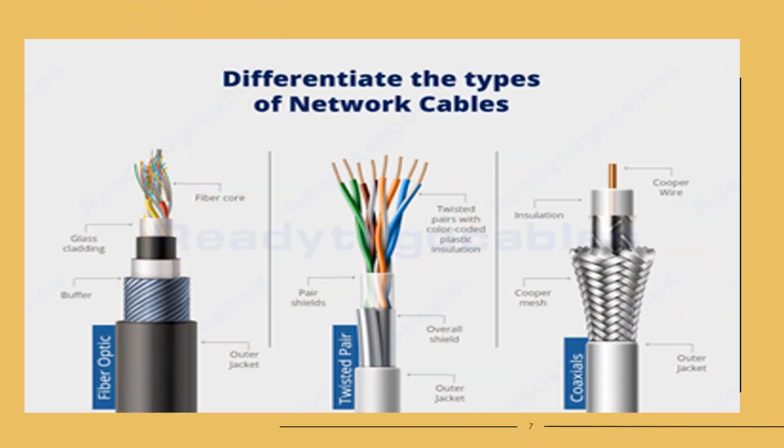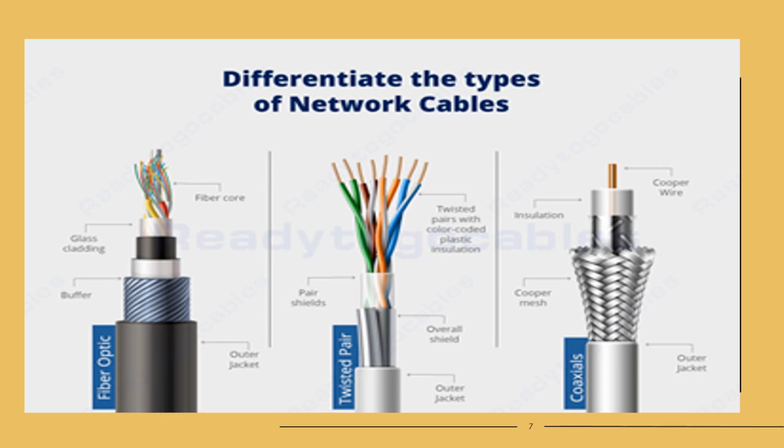We have examples of the cables. There's the twisted pair, which is the Ethernet, and then there's the coaxial, and the fiber optic, which uses light pulses. As you can see, it has glass cladding, and also the buffer.